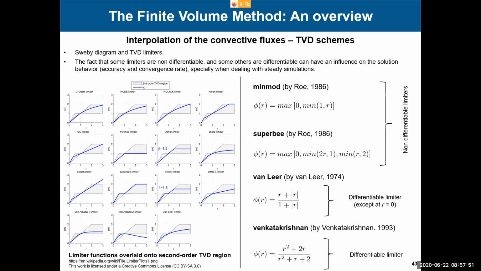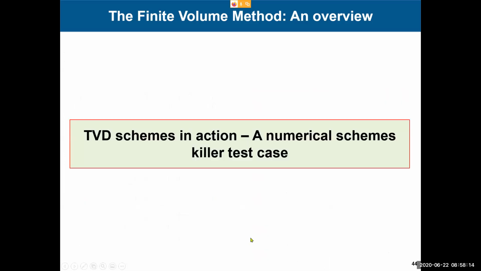There are many TVD methods with many different properties. I'm not going into details. You have a few references there. My advice is that you can do your experiments and find your best limiter. But my recommendation is to stick with these 4 limiters, all of which are implemented in OpenFOAM. And my preference is min-mod, Van Leer, or the Venkatakrishnan limiter.